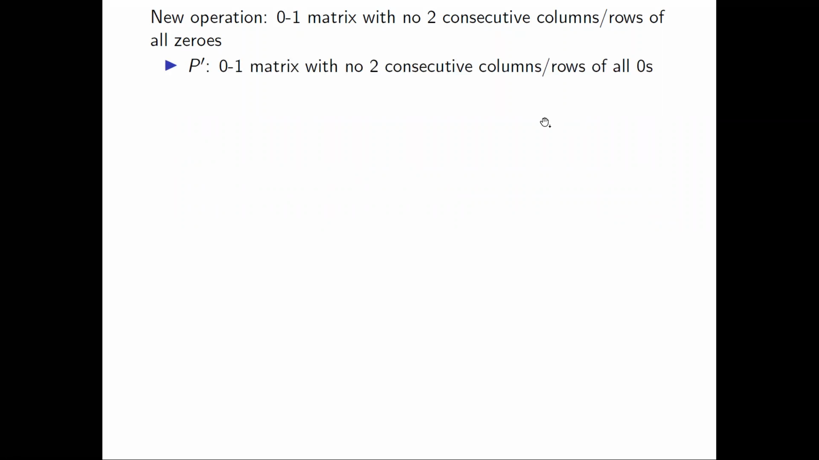So we'll say that P prime is a 0-1 matrix with no two consecutive columns or rows of all zeros. So for example, here's a possible P prime that we could have. P prime could be this one. Let me actually make it a little taller.